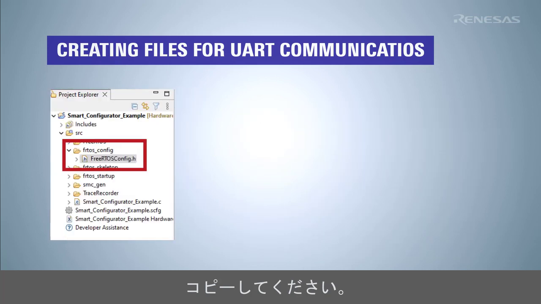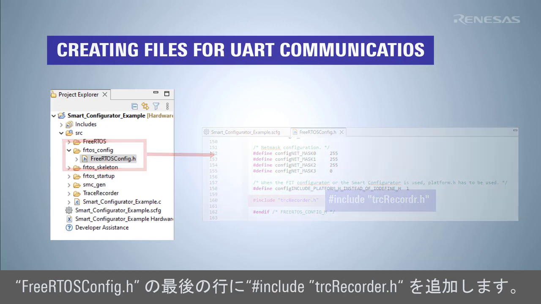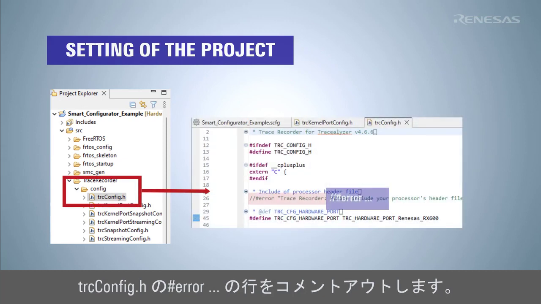Copy the code described in 3.1.3, creating files for UART communications, to trcStringPort.c, trcStringPort.h, and trcStringPortConfig.h. Add #include trcRecorder.h to the last line of FreeRTOSConfig.h. Comment out the #error line in trcConfig.h.